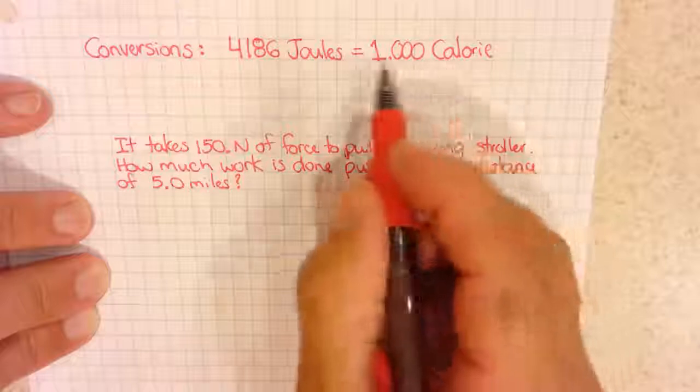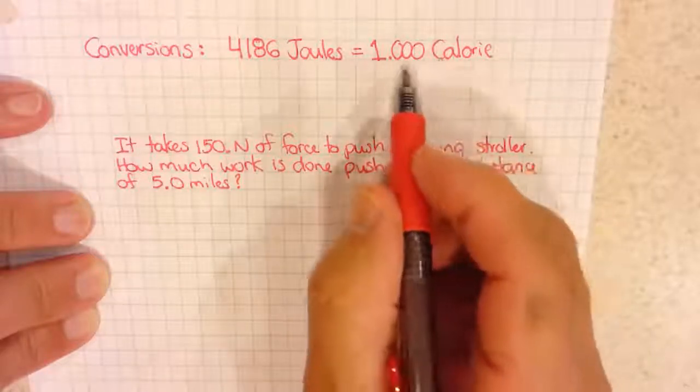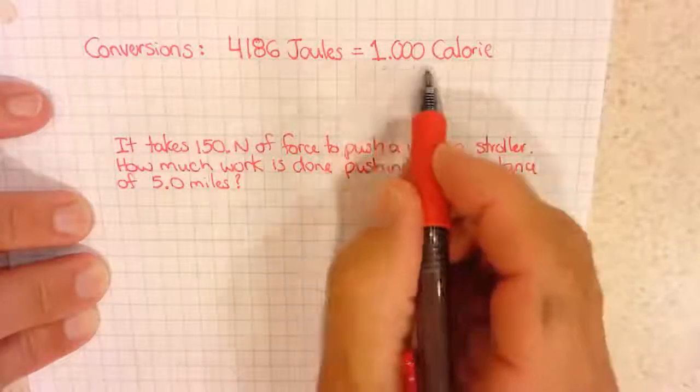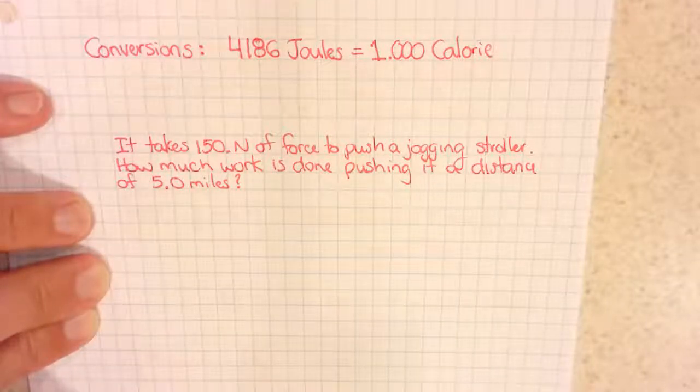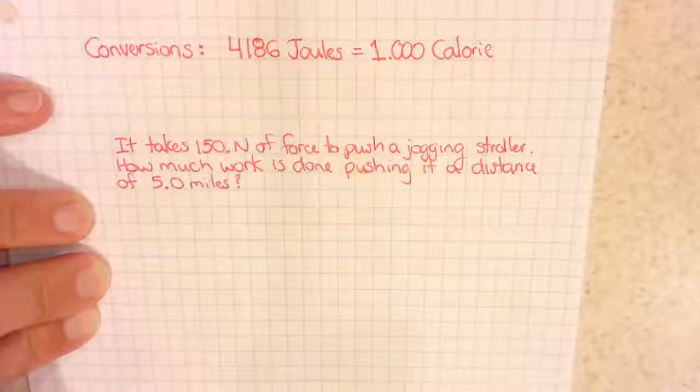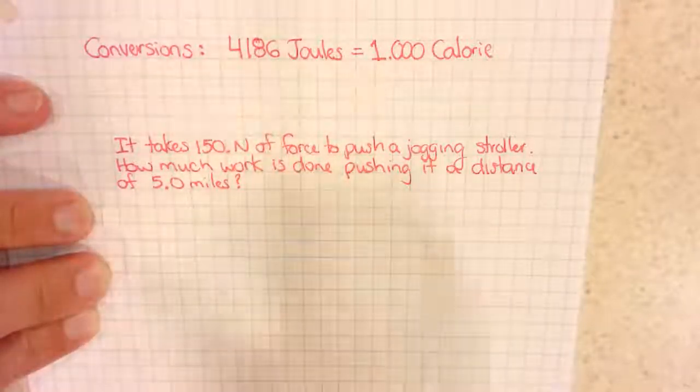So a calorie was a unit of energy that chemists use a lot. It was used for heating experiments. 1 calorie was the amount of energy it took to raise 1 kilogram of water 1 degree Celsius. And that turns out to be the same as 4,186 joules. So write that conversion down because we're going to use it.